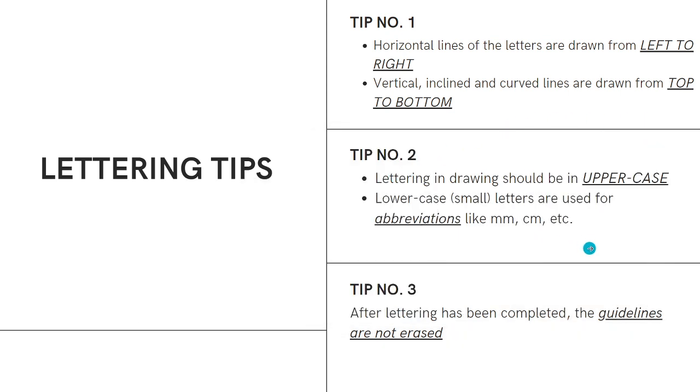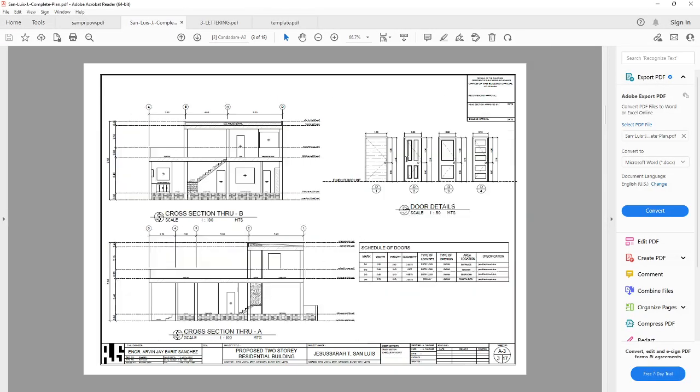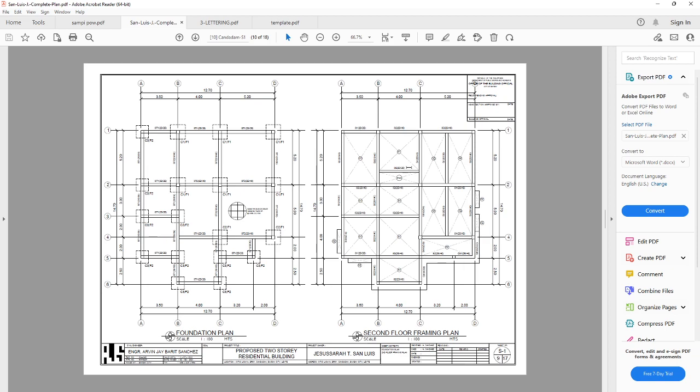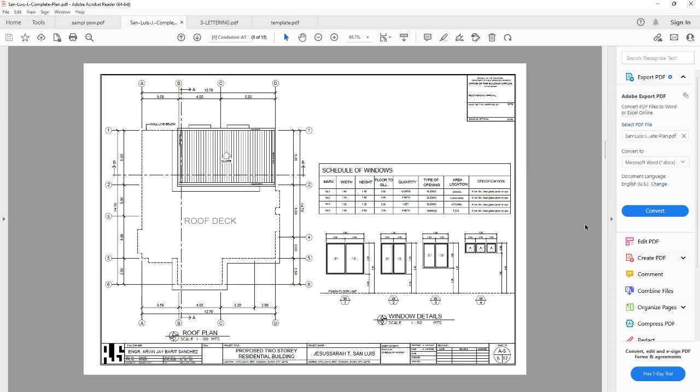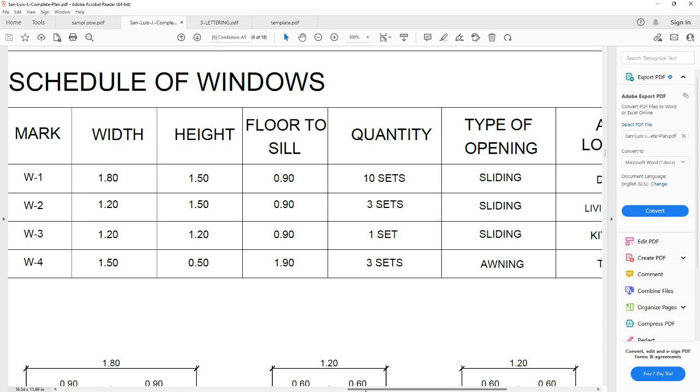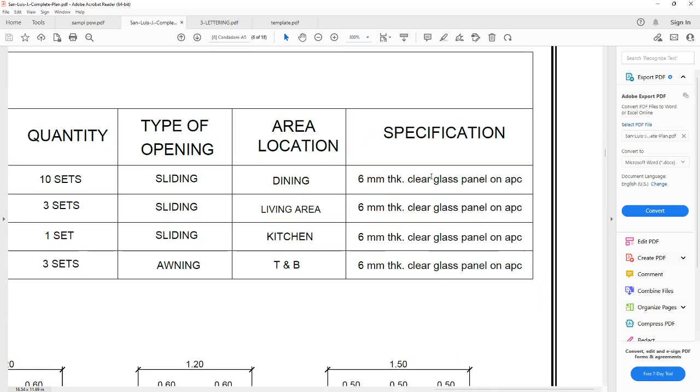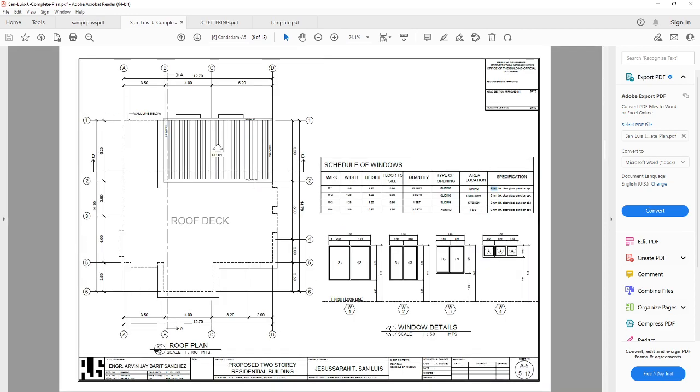Next is tip number 2. Lettering in drawing should be in uppercase. So uppercase na tanan except for abbreviations like MM, CM or mga dimensionings. Example, for this plan, na? Kung ari ta sa general notes, I think the general notes we have already MM na. Okay, here. As you can see, capital letter tanan, uppercase tanan, except for sayop ni siya. Kini lang unta 6 mm kini siya. May dako nga small letter. So may sample na nga mas better no.